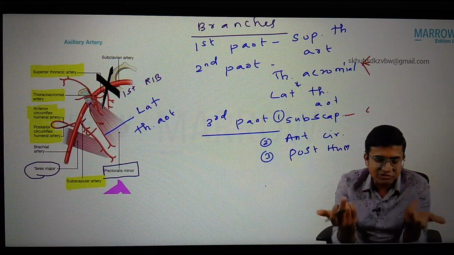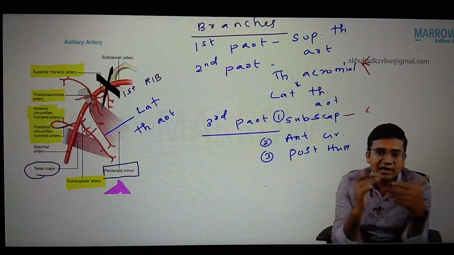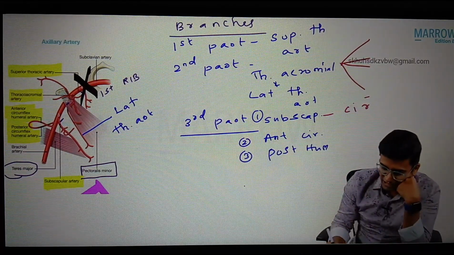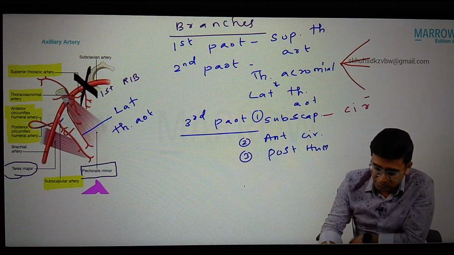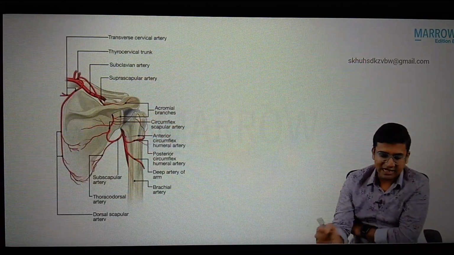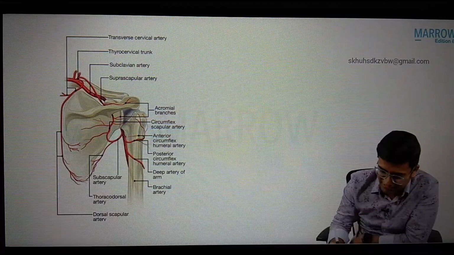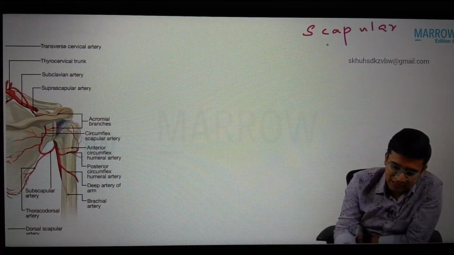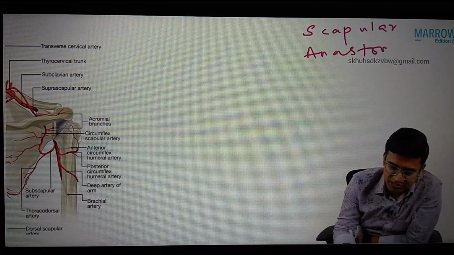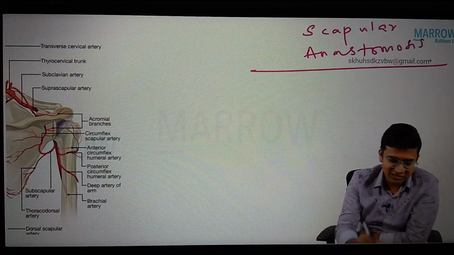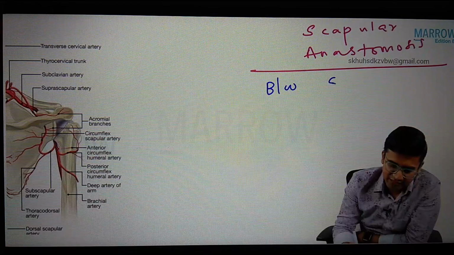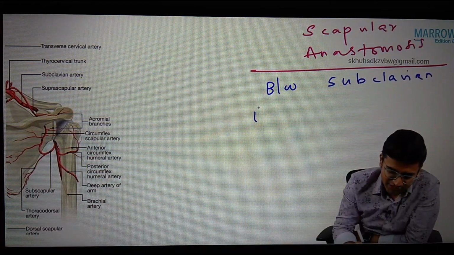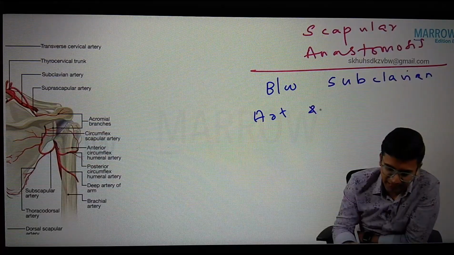How, sir? By anastomosis between the subclavian artery and the axillary artery. This anastomosis takes place around the scapula bone, so it is called scapular anastomosis. Please write scapular anastomosis. We're going to discuss it. It is between the branches of the subclavian artery and the axillary artery.